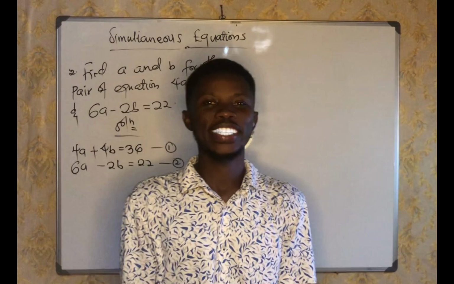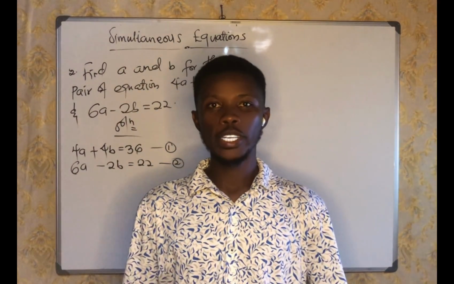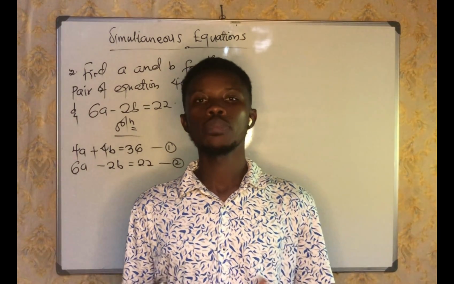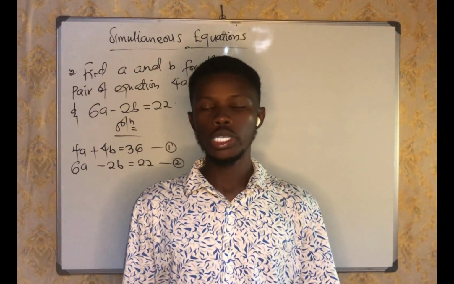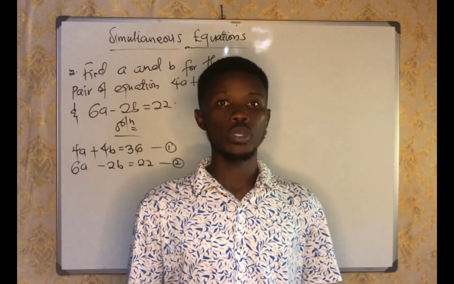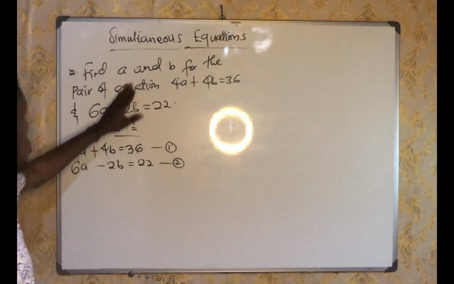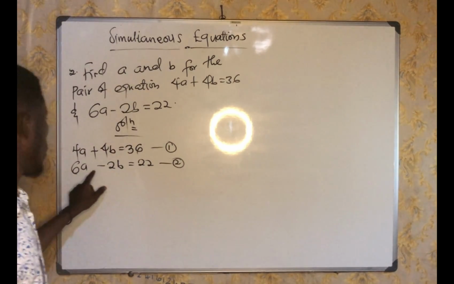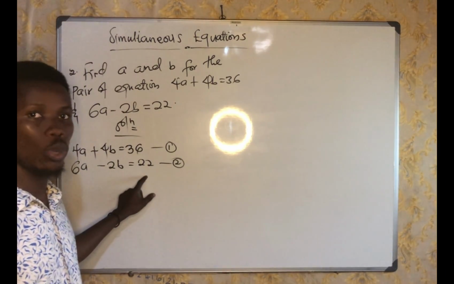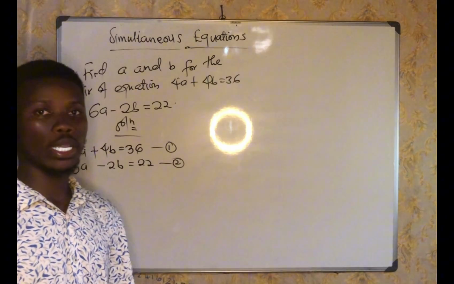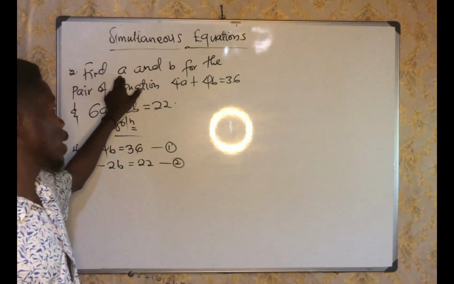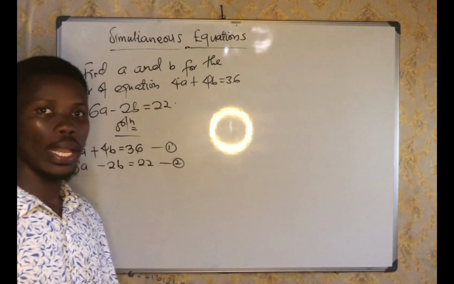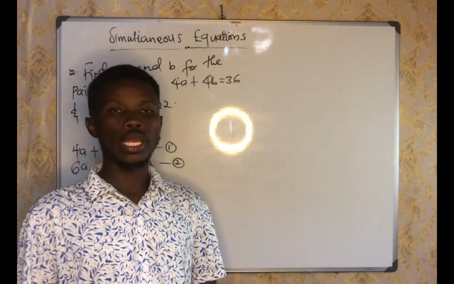So now this is example number 2 of the elimination method, okay? I've already explained to you that for you to be able to use the elimination method, one of the unknown variables in the equations has to have the same coefficient. So now let's look at this example. We have 4a plus 4b equals 36. And we also have 2a minus 2b equals 22. I've named them equation 1 and equation 2. And the question here is to find a and what? b.